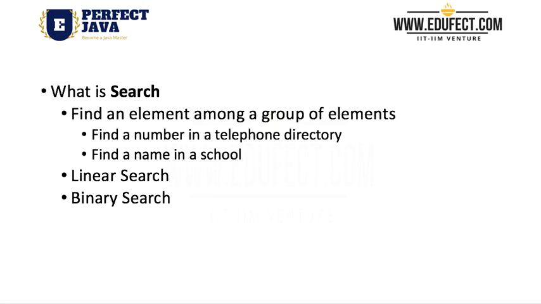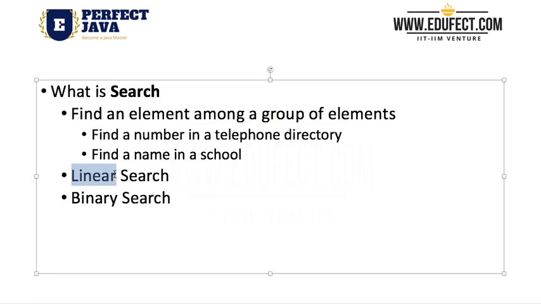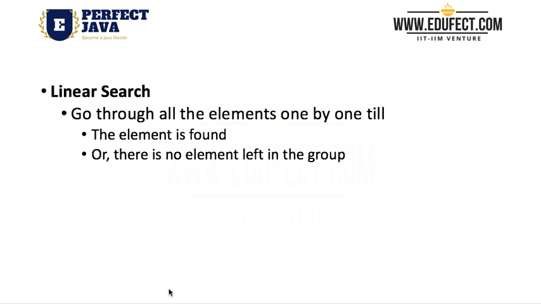There are two ways of search that we will study: linear search and binary search. So what is linear search? In linear search, as the name suggests, we go through all the elements one by one till either we find the element that we were looking for or there is no element left in the group.